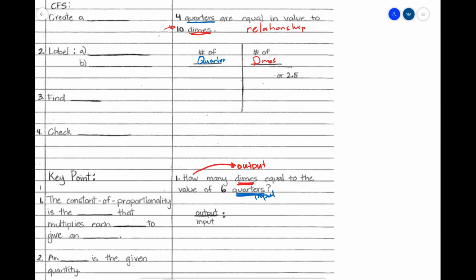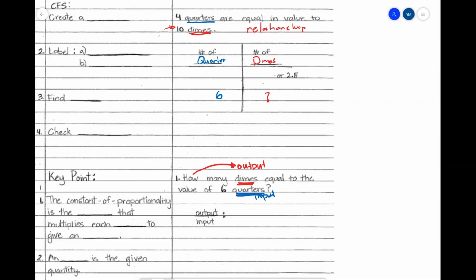Okay, whatever the question is about, that's the output. Whatever is given to you, that's the input. So if I go back to my table, I know that I have 6 quarters, and for those 6 quarters, I want to find out how many dimes I would have. Well, how would I find it out? I would need an equivalent ratio.